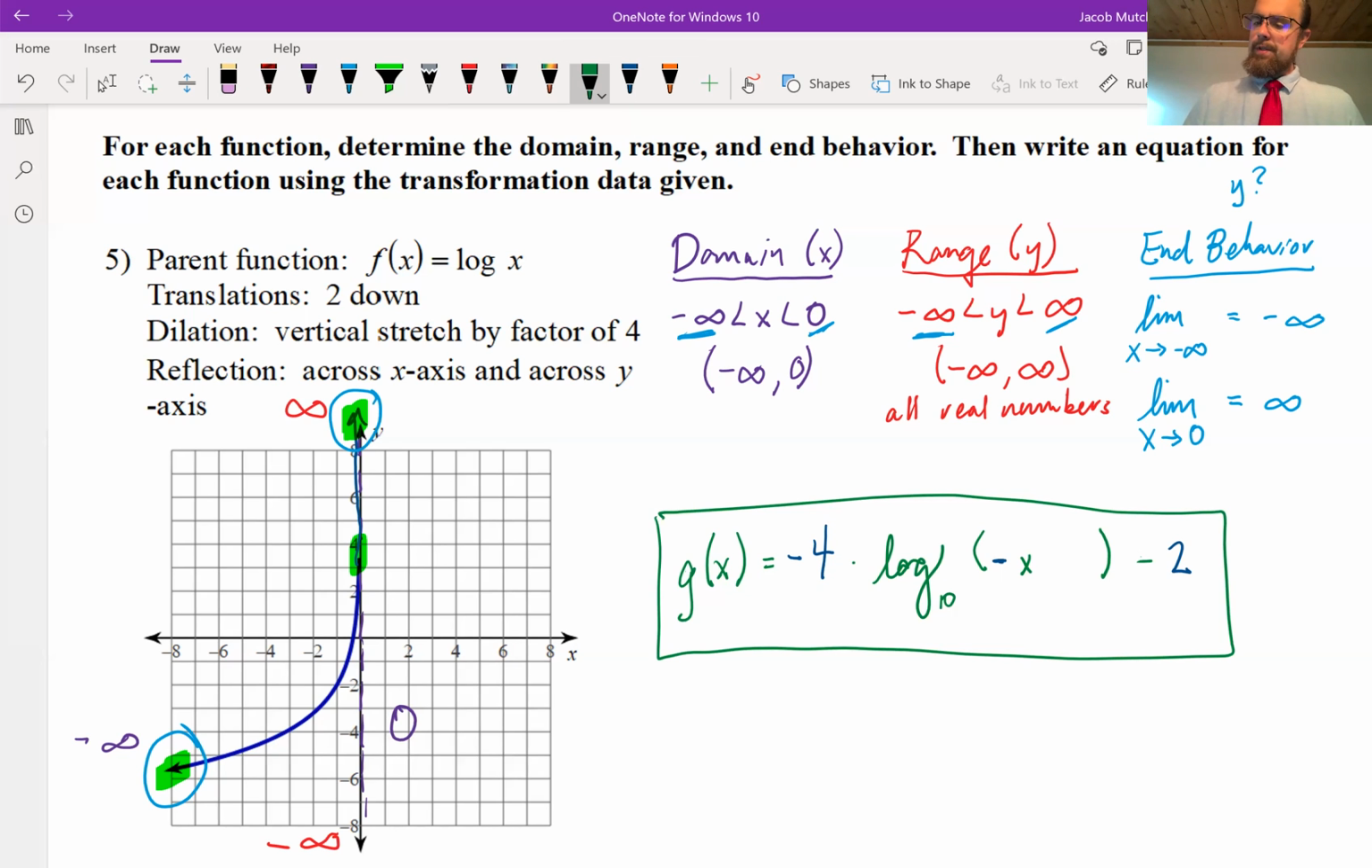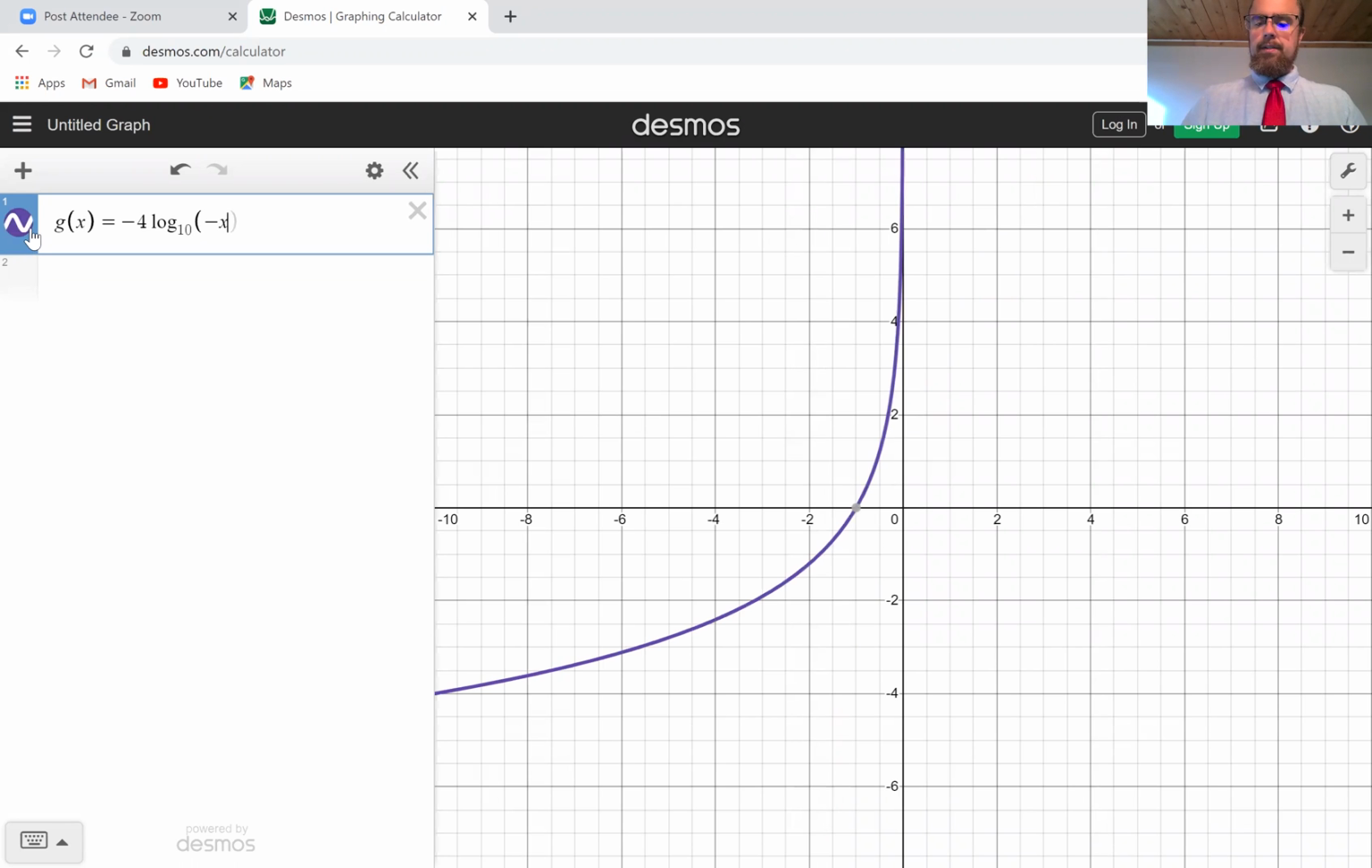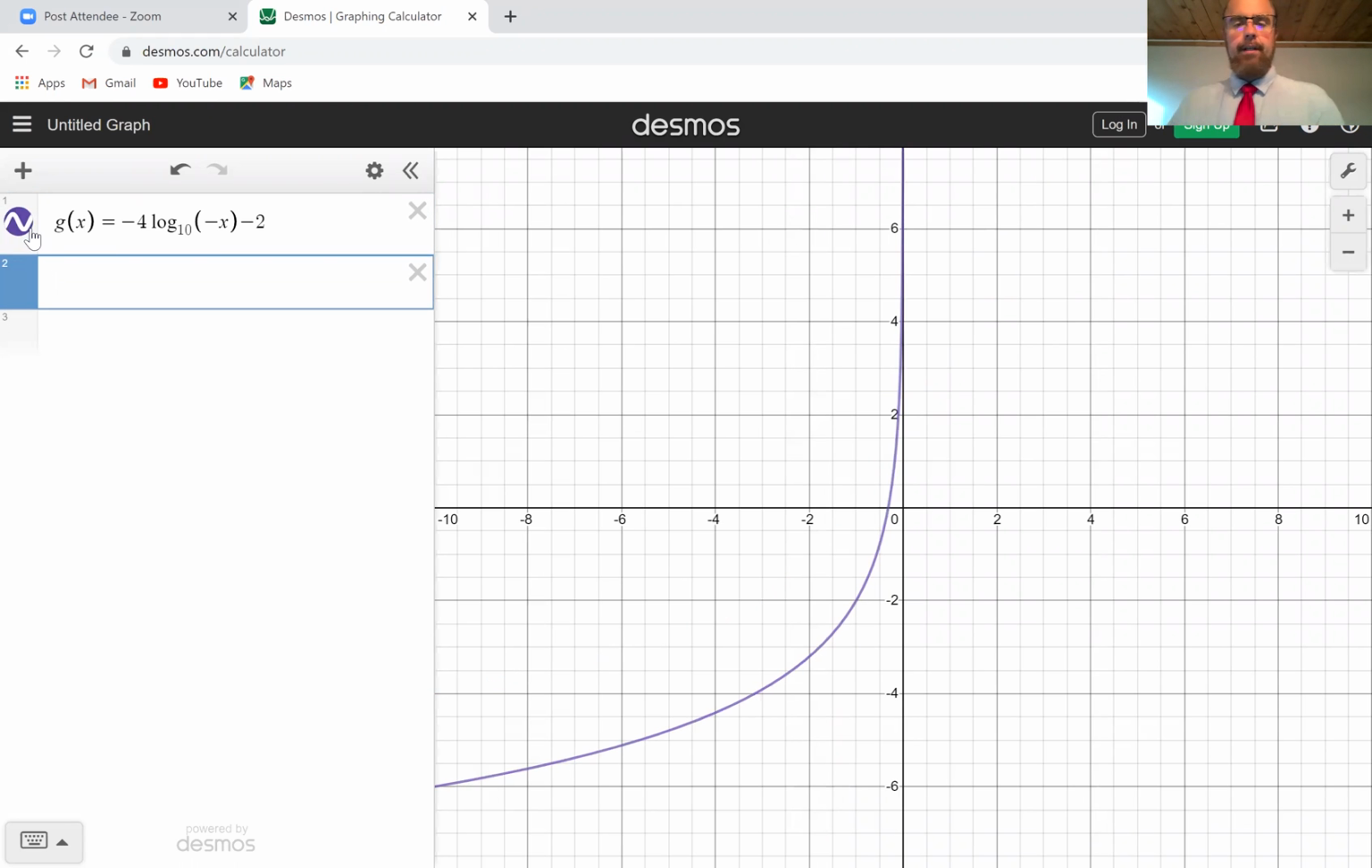Again, the proof is in the graph. So I'm going to head to Desmos. I got this view of the graph kind of in my mind's eye, and I just want to check it by graphing it. So we'll type in our function like we wrote, g of x equals negative 4 log. I can put the base 10 of negative x and then shifted down 2. And that gives us a very identical version of the graph as the one that we're seeing in our notes.